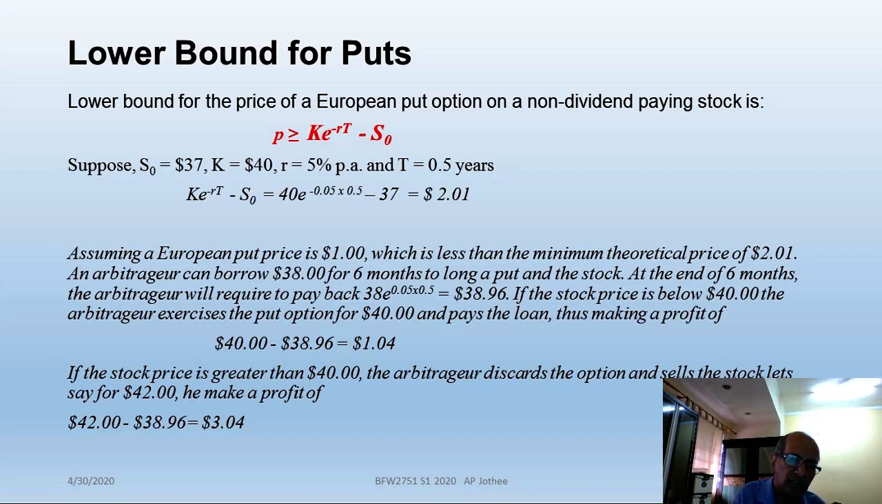For example, suppose S0 is 37, K is 40, risk-free return is 5% per annum, and the time is half a year, that's 6 months. So what is the lower bound of this European put? It becomes the present value of the strike minus S0. 40, you take the present value of it, and then minus the 37. So you get about $2.01. That should be the minimum theoretical lower bound price for this European put option.